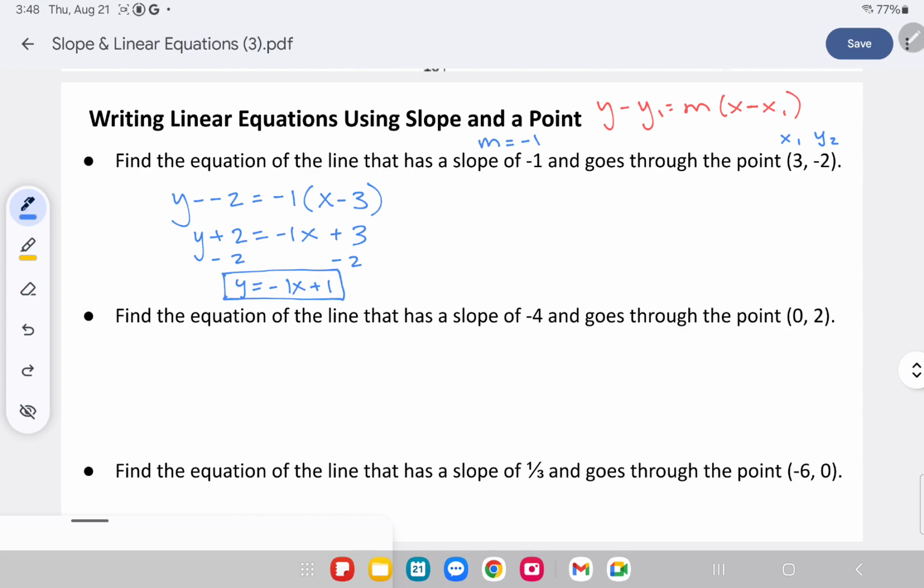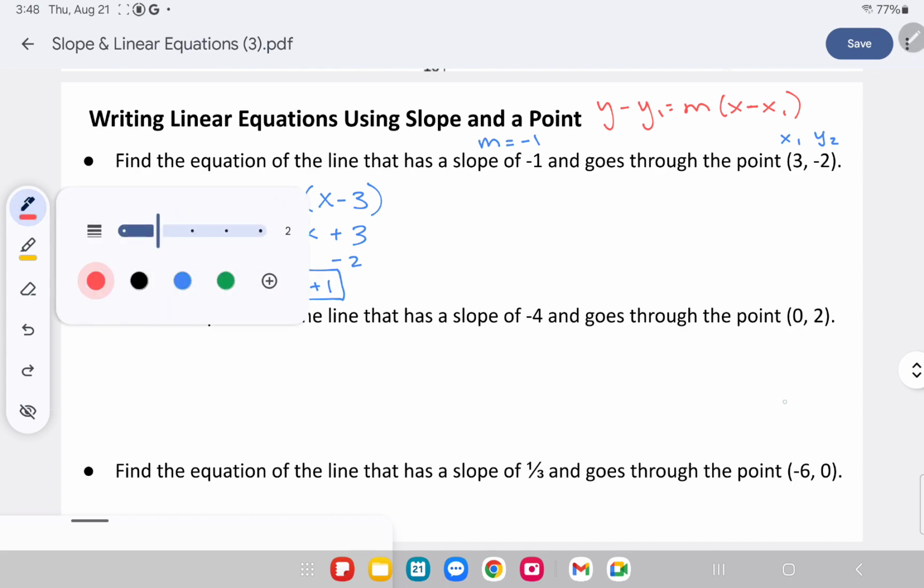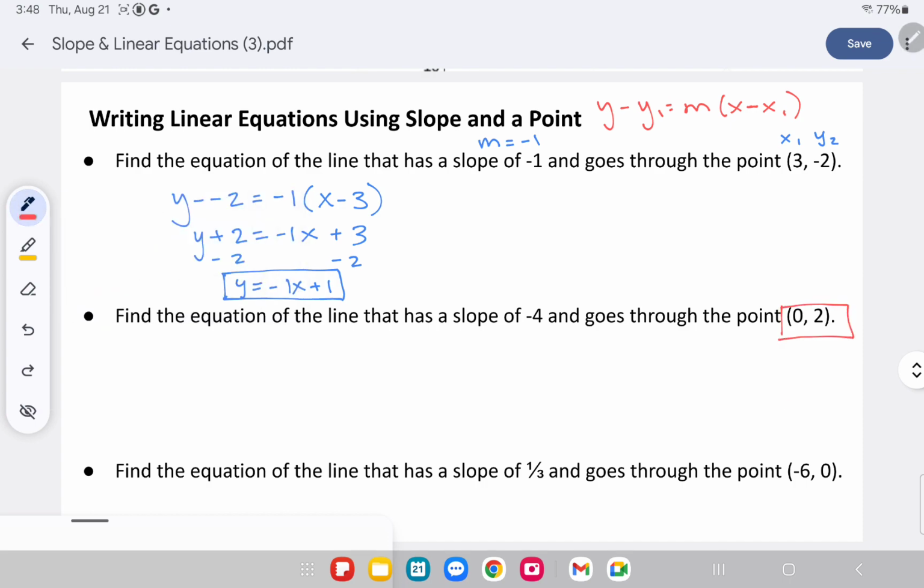The next one, we actually don't need to use point-slope form because the point (0, 2) is the y-intercept. Y-intercept happens when our x is 0. So our y-intercept is 2. Our slope is negative 4. We can go ahead and put that into slope-intercept form. But if you didn't know that that was the y-intercept, you could certainly start by putting that into point-slope form with the 0 in for x. But you'll find that in slope-intercept form, you will still get an answer of y equals negative 4x plus 2.